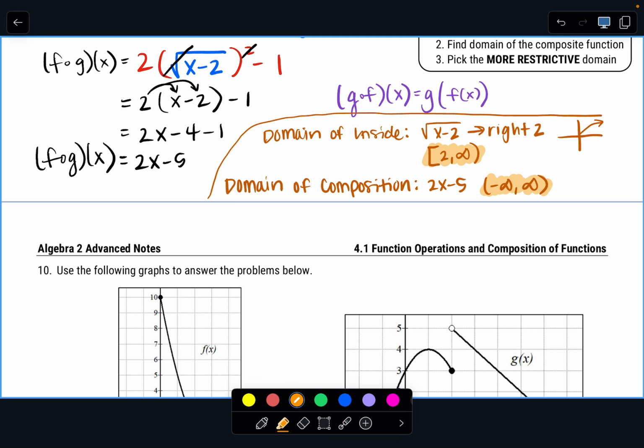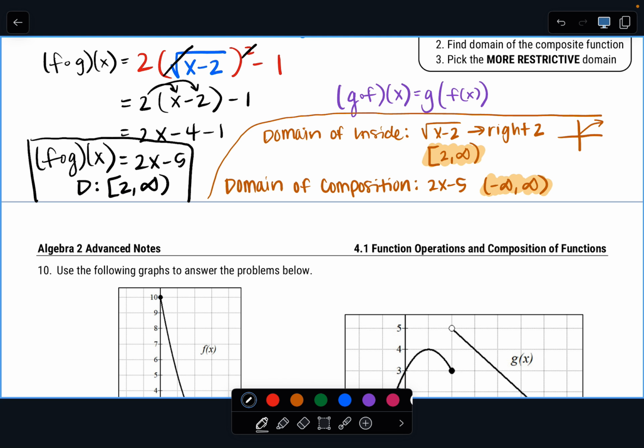The top one. So my domain is going to be from 2 to positive infinity. We want the more restrictive one, because it says to pick the more restrictive one. It says pick the more restrictive one. Now, okay, let me talk.